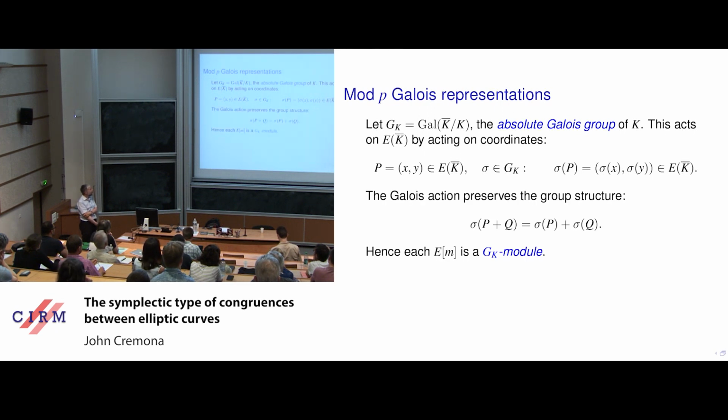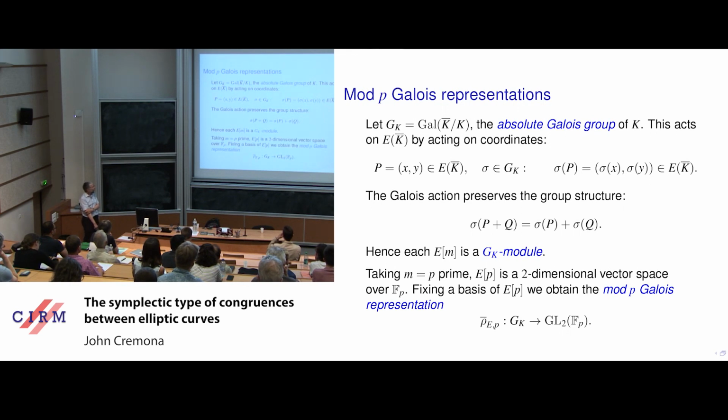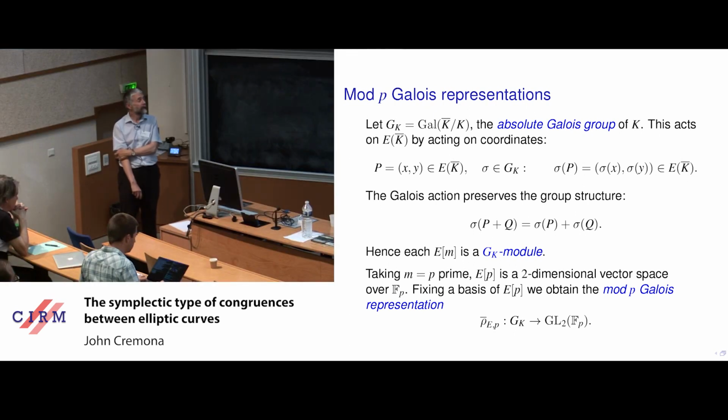And this is not just a bijection from E(K bar) to itself, it actually preserves the group structure because the group structure is given in terms of rational functions with coefficients in K itself. Okay, so each E[m] is a GK module, and this is true for all m. So in particular, when m is prime, we have a two-dimensional vector space over F_p. So this is our two-dimensional mod p Galois representation.